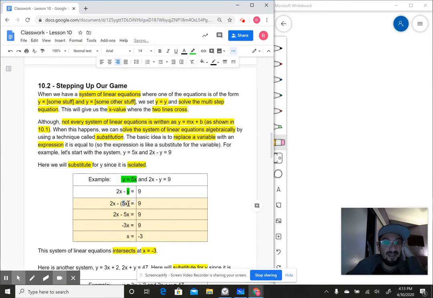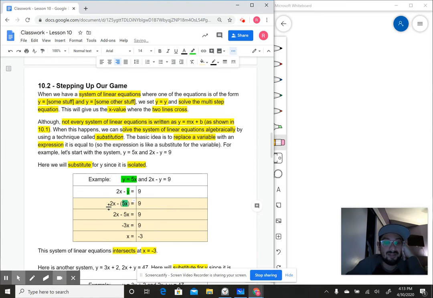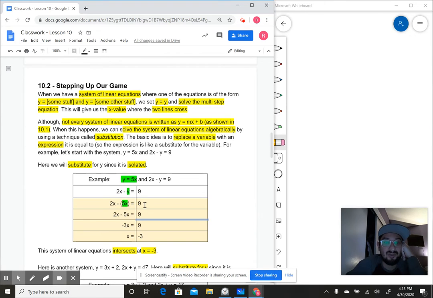Now that 5x is only in one variable, right? So that means this equation now only has one variable. This equation had two variables, now only has one variable, and we are able to solve for that variable. 2x minus 5x is negative 3x, negative 9 divided by negative 3 is x equals negative 3. That means that these two lines intersect at x equals negative 3. And we found that by the substitution method, okay?